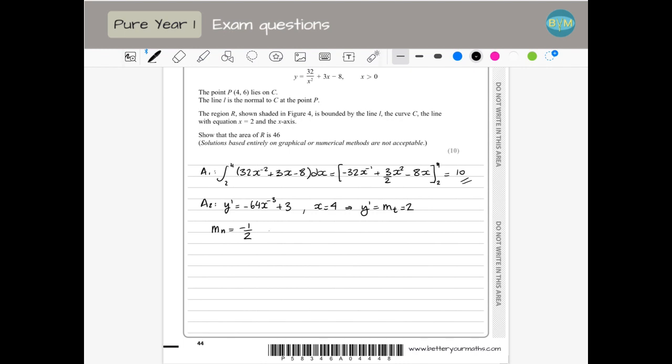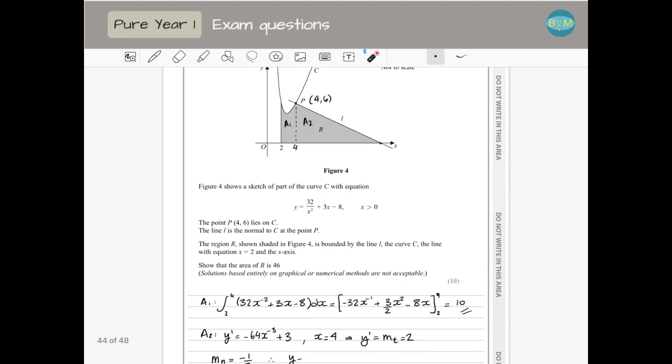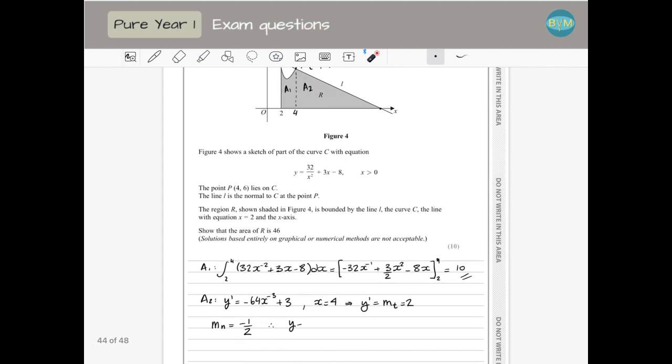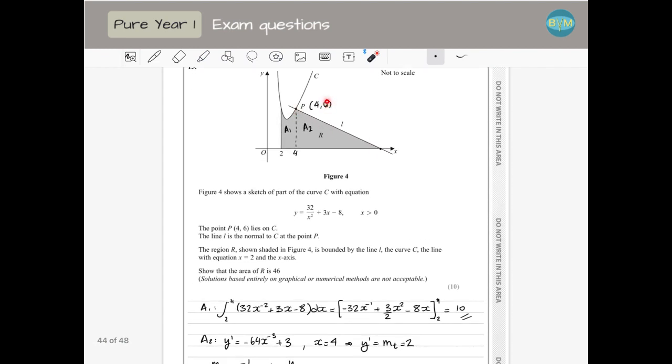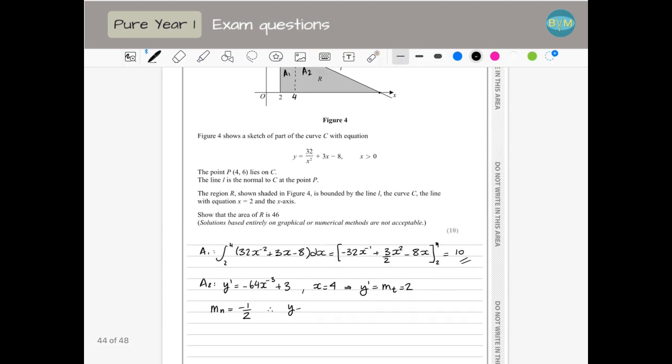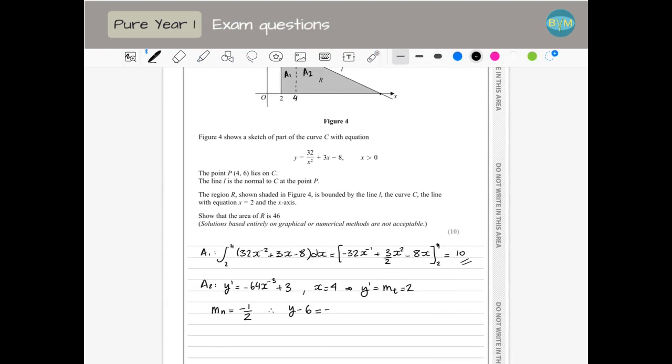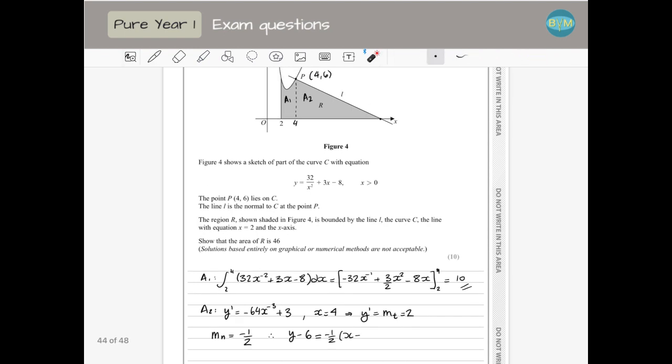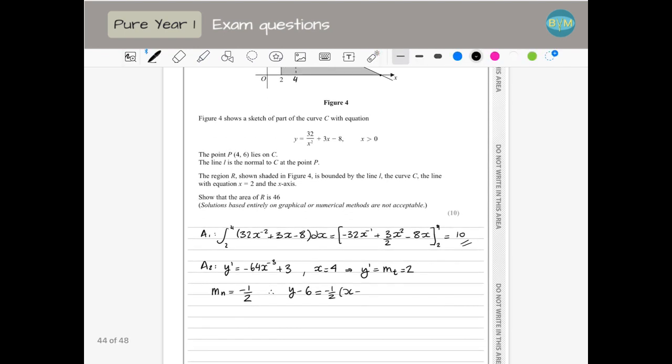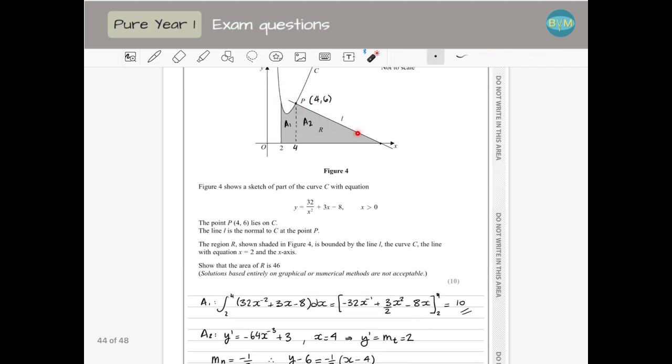So the normal line: I know the gradient and I know one point. So y minus the y of the point, y minus 6, is going to be the gradient times x minus the x of the point, and the x of the point is 4. So this is the equation of L, the equation of this line.